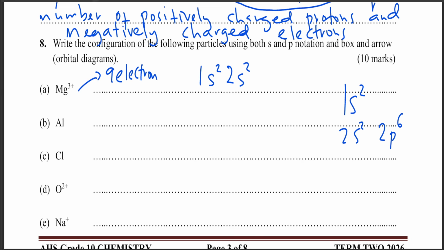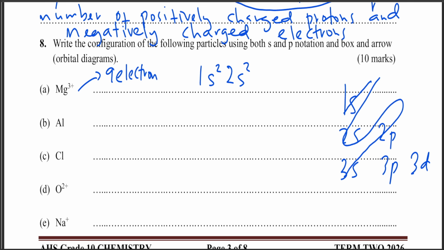Just for now, you don't need to do this. So we know that it is followed by 3s, 3p, and 3d. So the 1s first, then followed by 2s, then 2p, then 3s, then 3p. That's how it goes.